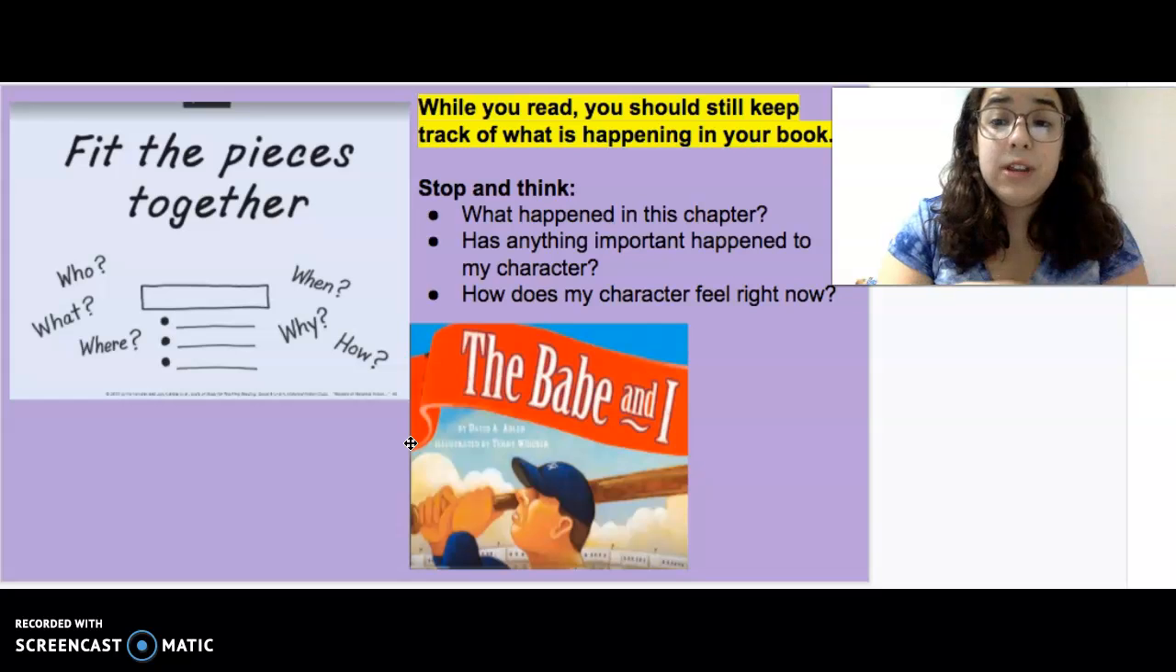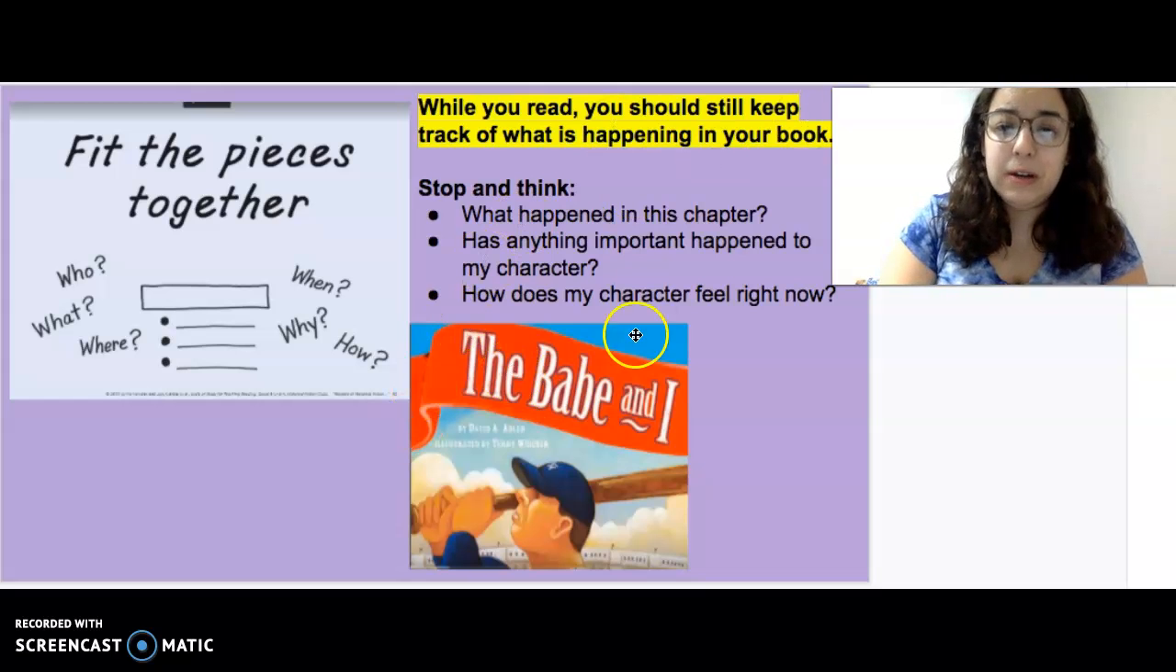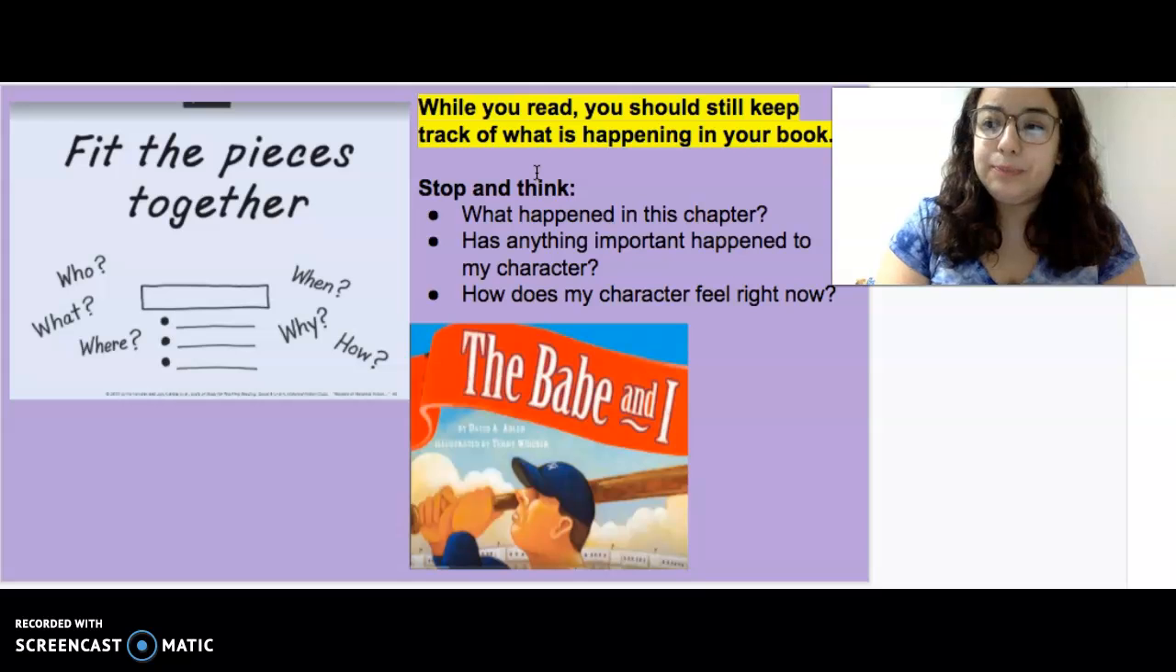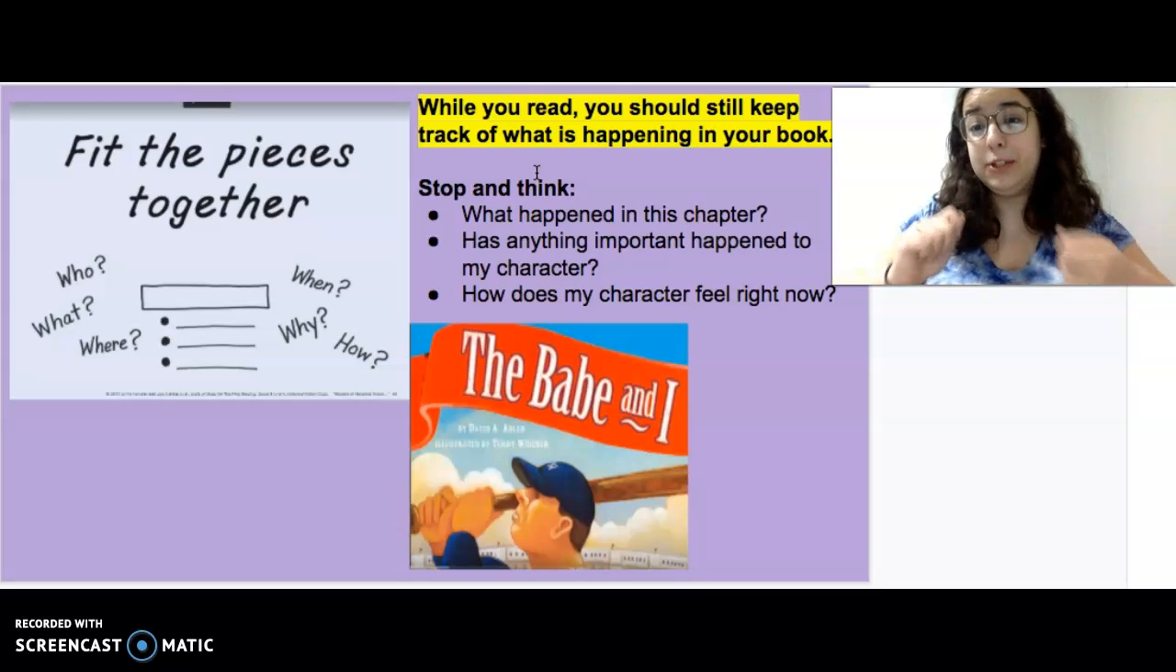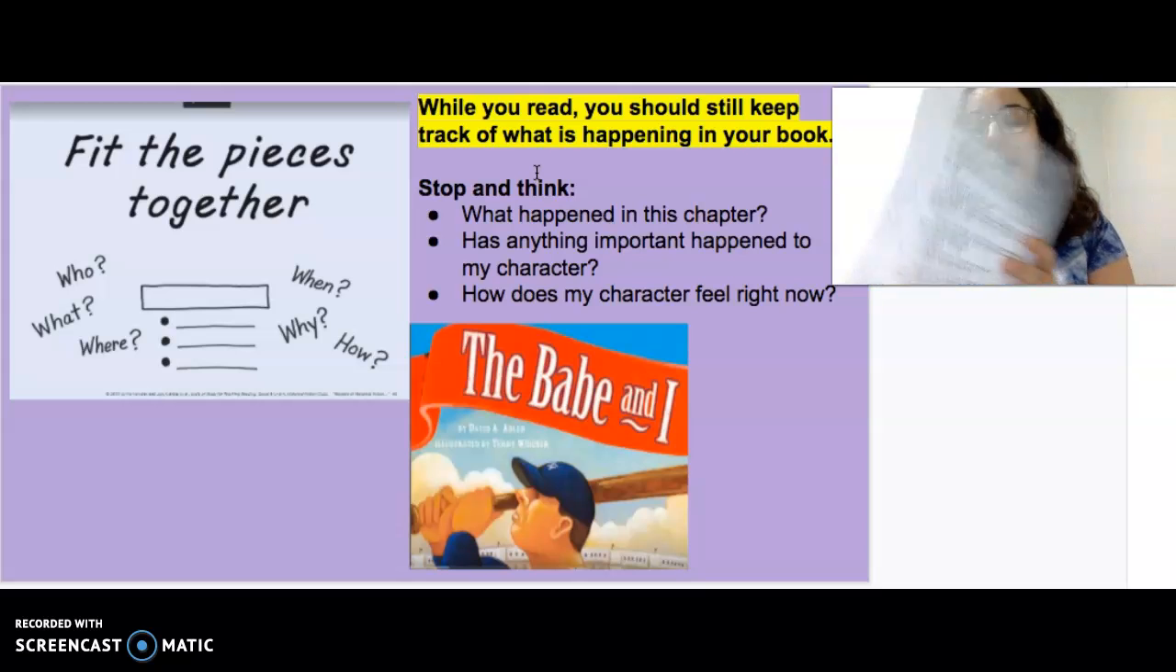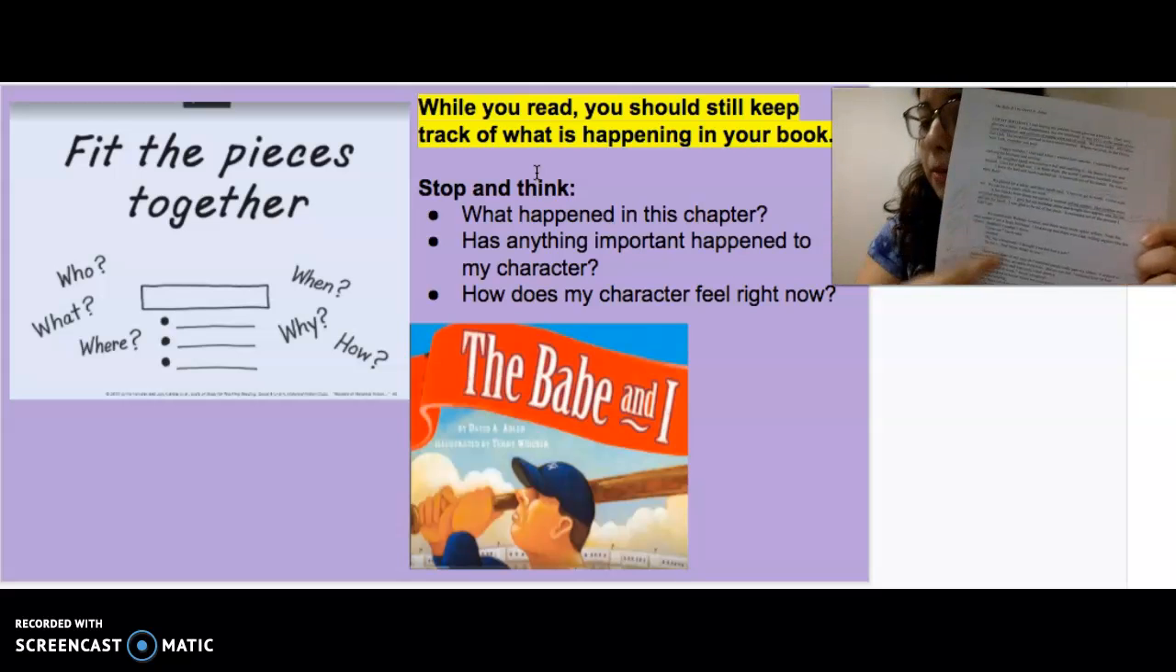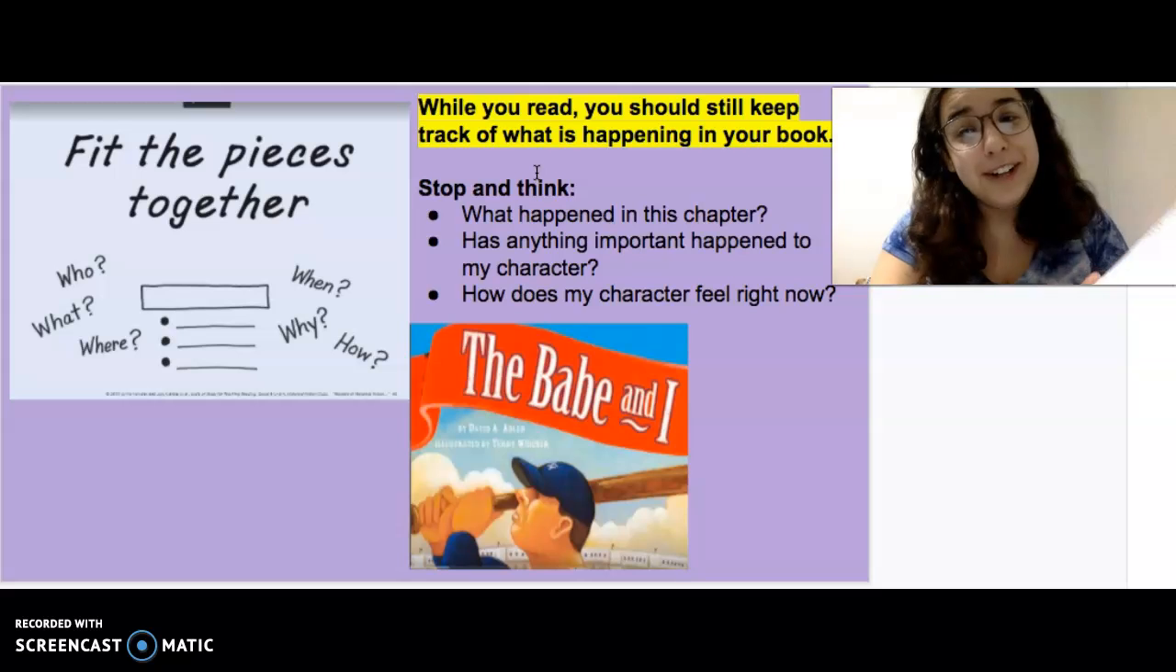So I know we're reading The Babe and I together. I know we posted a YouTube video of the book being read aloud to you, but I'm just going to read the first part of it today, just so that we can think about some of these questions that I have listed right here while I read the first part to you. I don't have the physical picture book to show you, but I do have the words of it all marked up, like a good reader does.